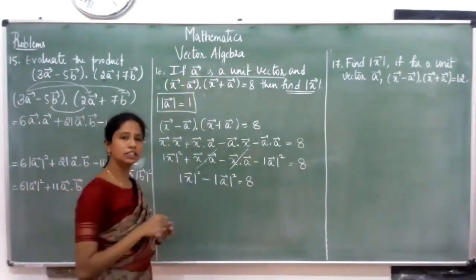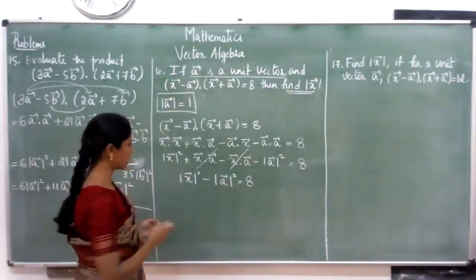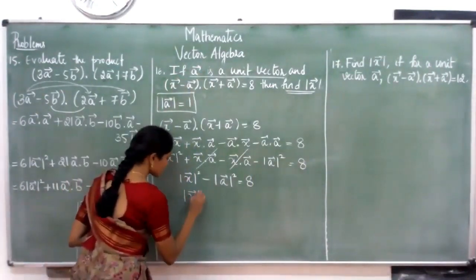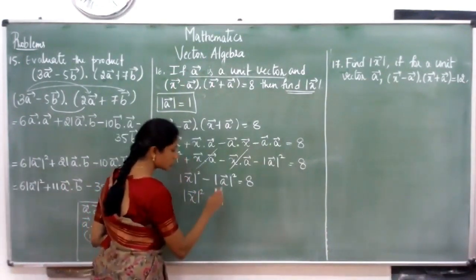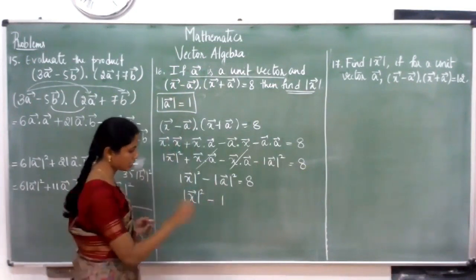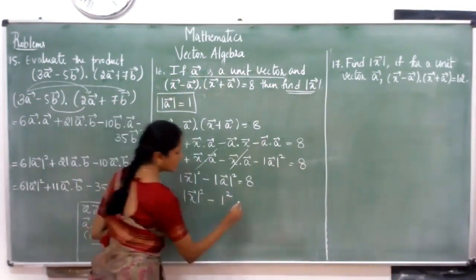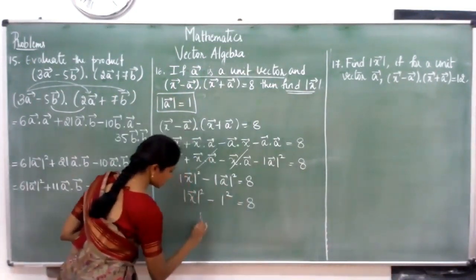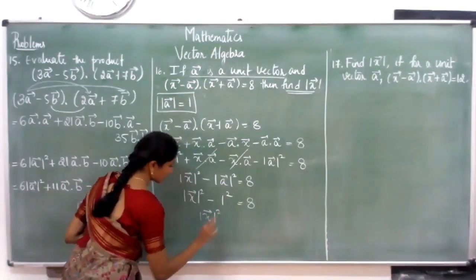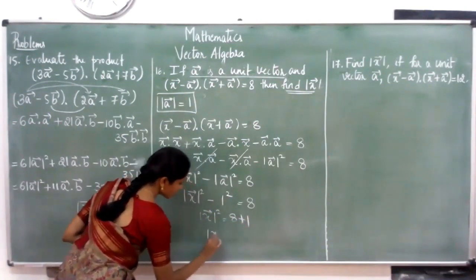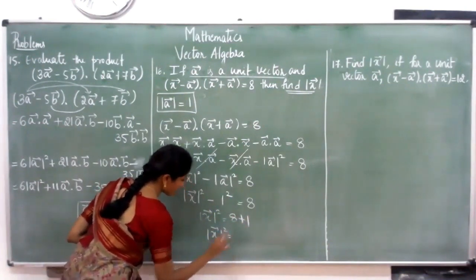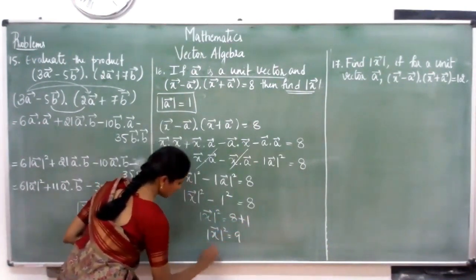How? Because they have mentioned that vector A is a unit vector. So let us substitute. Magnitude of vector x the whole square minus, magnitude of vector A is 1, whole square, is equal to 8. So magnitude of vector x square, this becomes 1. Therefore this becomes 8 plus 1. Magnitude of vector x square is equal to 9.